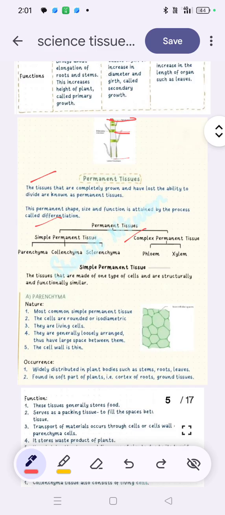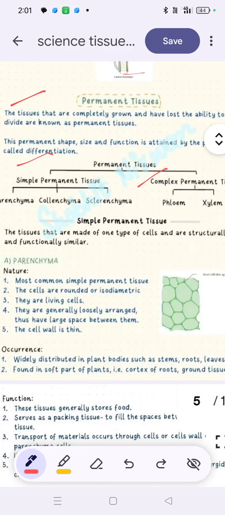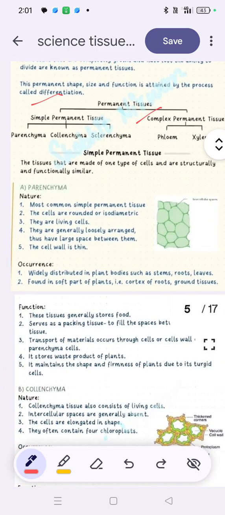So first is simple permanent tissue, the tissue that is made of one type of cell and is structurally and functionally similar, like parenchyma. Simple permanent tissues are made of one type of cell with the same structure and similar function, like parenchyma. This tissue is divided into three types: parenchyma, collenchyma and sclerenchyma.